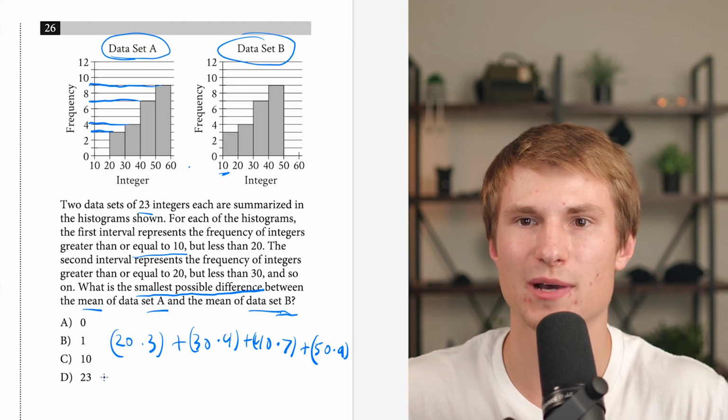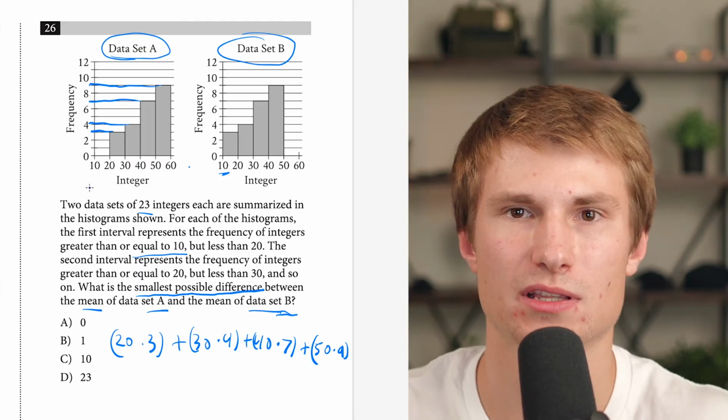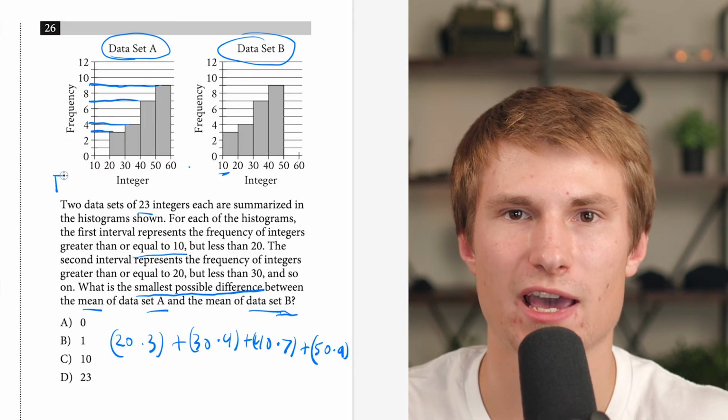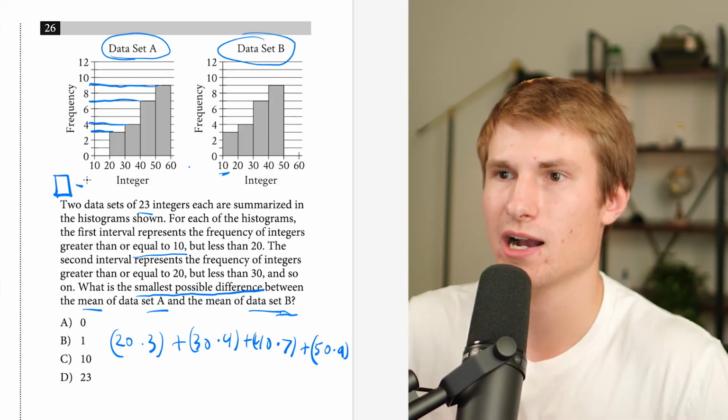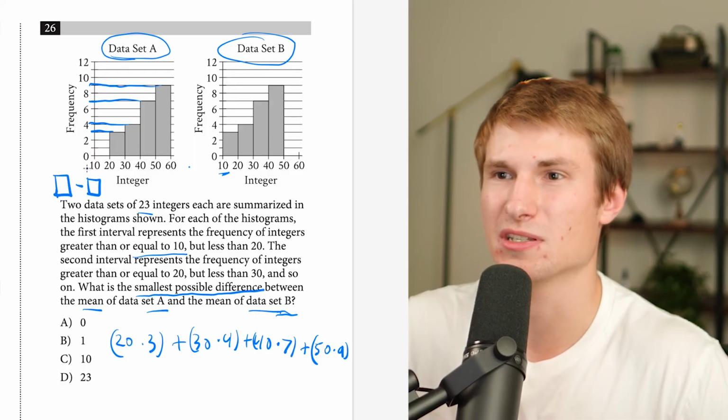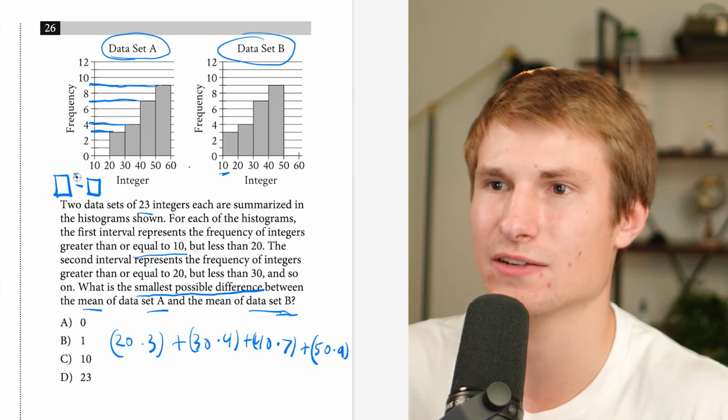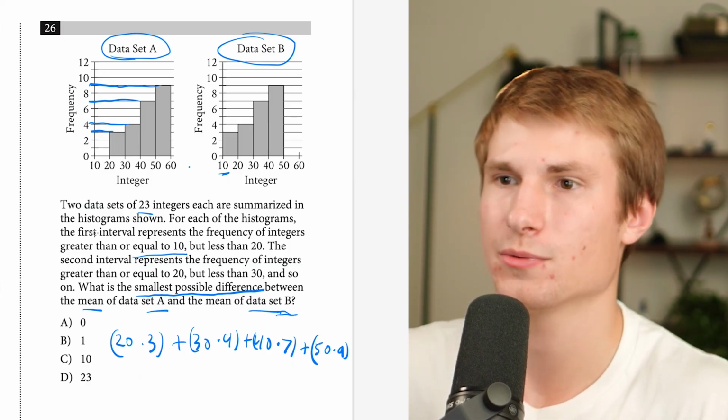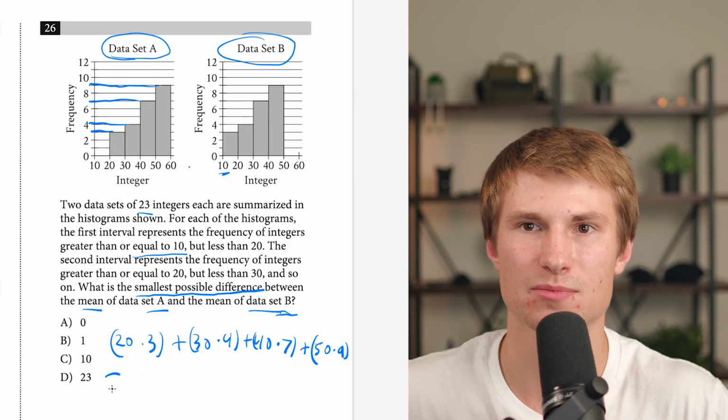Now we need the largest possible mean for data set B, right? Because think about it. We need the smallest value of whatever has to be larger, and then we have to subtract the biggest value we can get of whatever needs to be smaller in order to get the smallest difference between the two. So we now need our biggest possible mean for data set B.